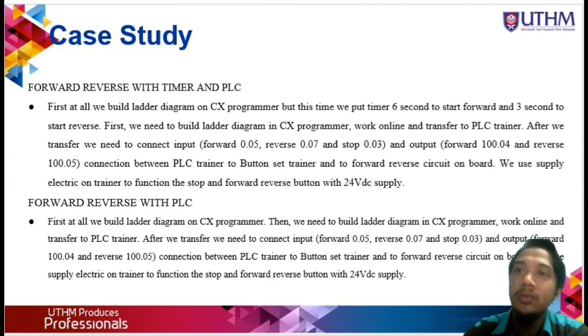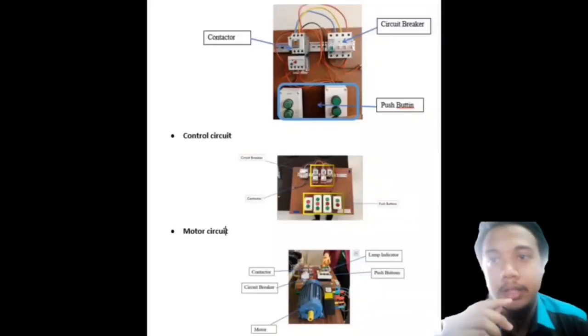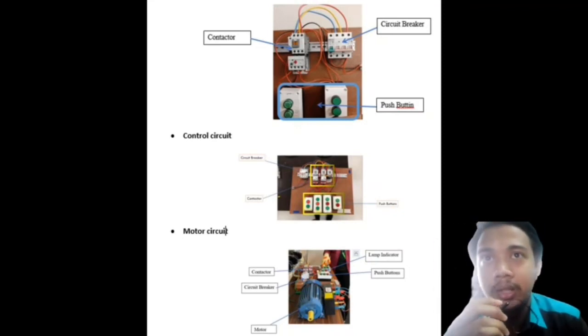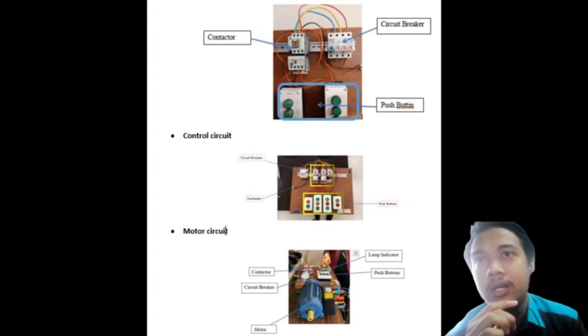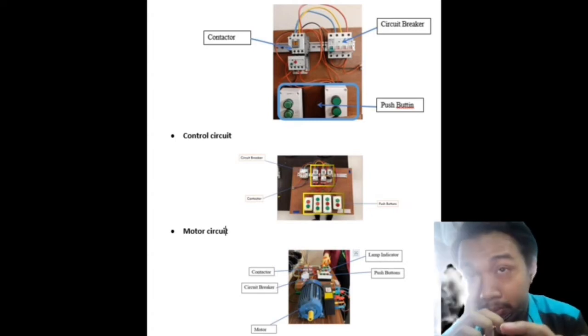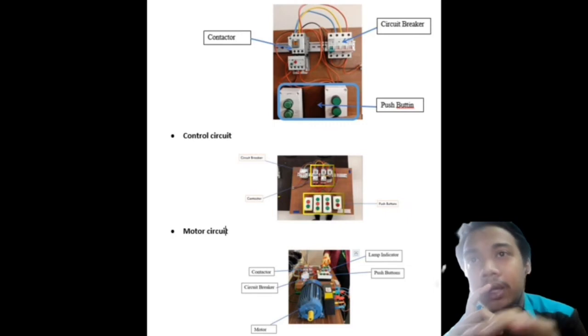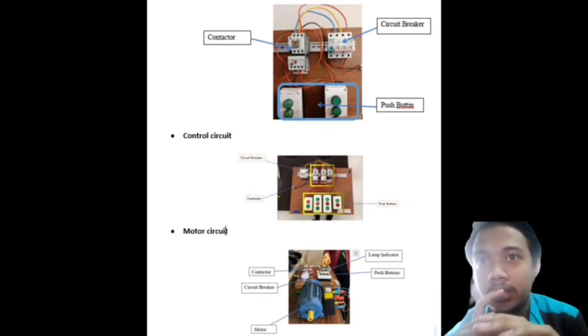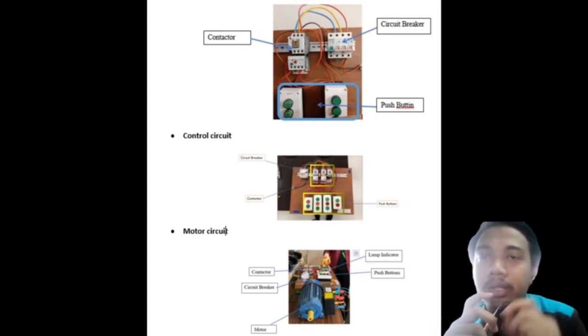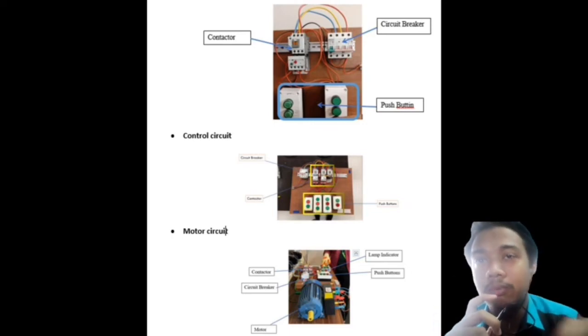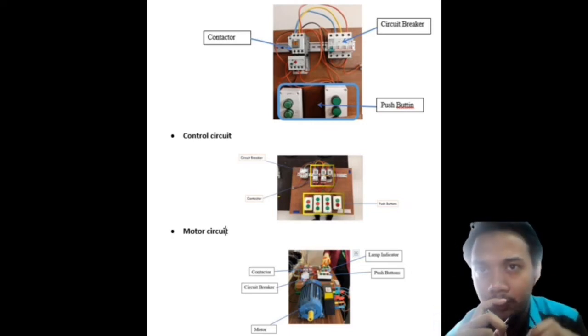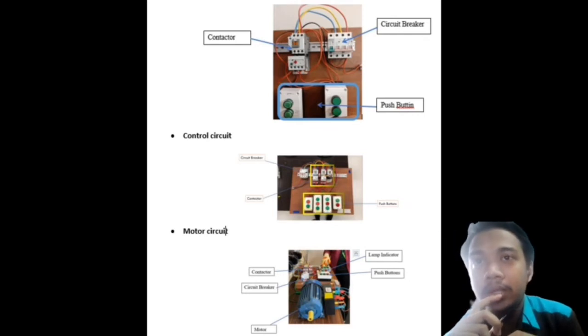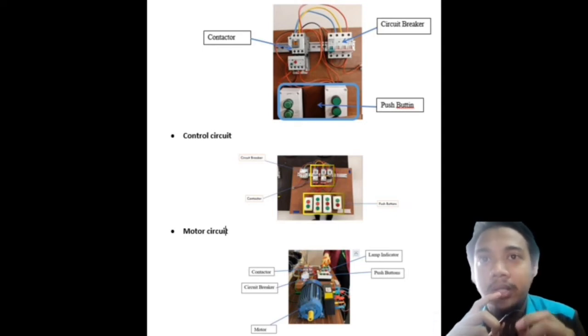Okay guys, for the experimental setup, first we connect the circuit breaker with our contactor, and then the output of this contactor we connect with the push button. Below is the control circuit. The equipment in the control circuit is the circuit breaker, contactor, and push button. Then is the motor circuit. First we include our motor and connect our wire with the contactor, and before that we connect the contactor with the circuit breaker and the 3-phase supply.